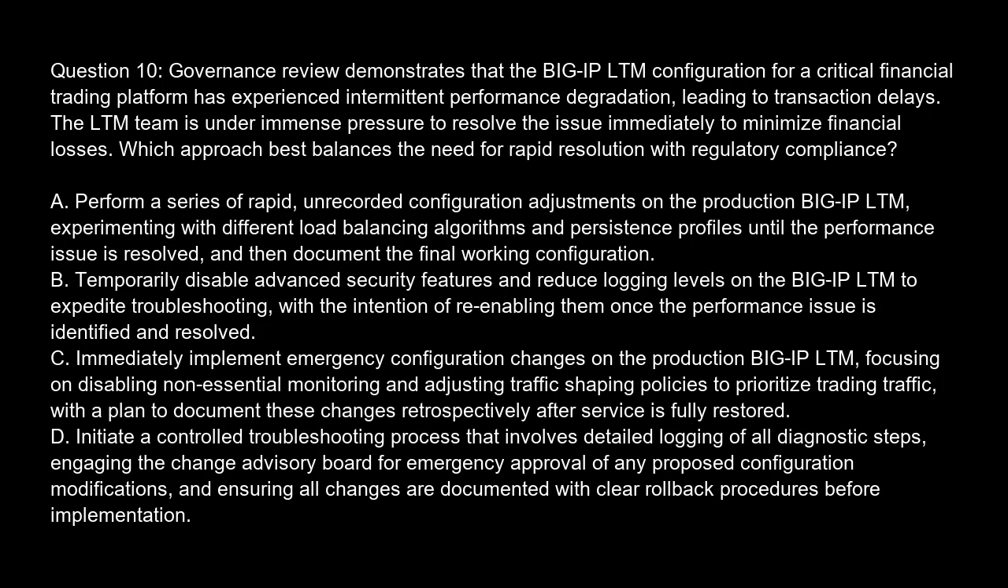Option C. Immediately implement emergency configuration changes on the production BIGIP LTM, focusing on disabling non-essential monitoring and adjusting traffic shaping policies to prioritize trading traffic, with a plan to document these changes retrospectively after service is fully restored. Option D. Initiate a controlled troubleshooting process that involves detailed logging of all diagnostic steps, engaging the Change Advisory Board for emergency approval of any proposed configuration modifications, and ensuring all changes are documented with clear rollback procedures before implementation.